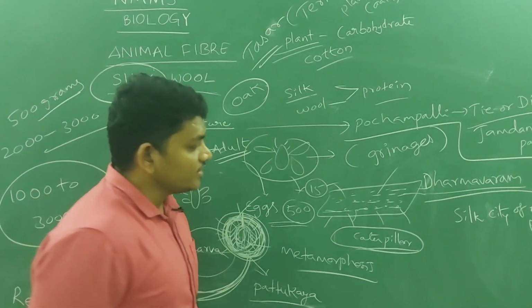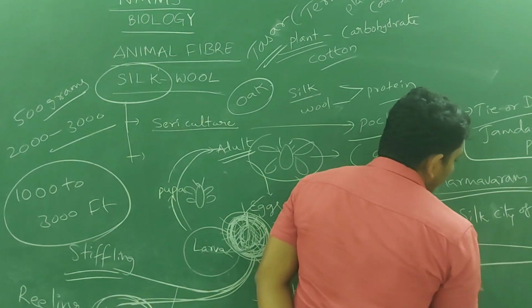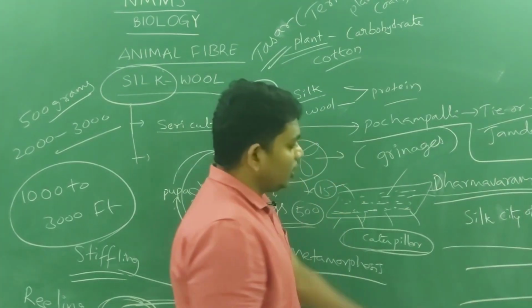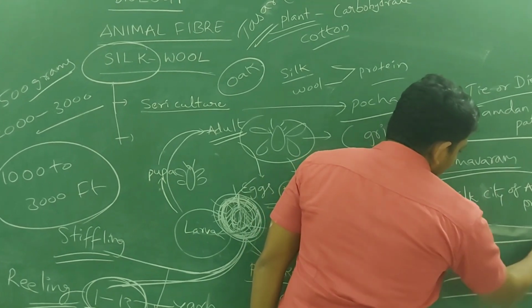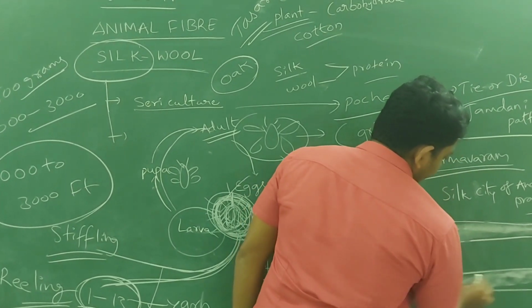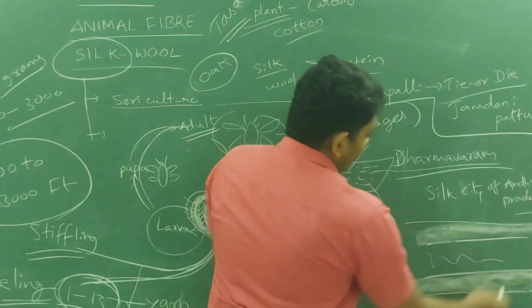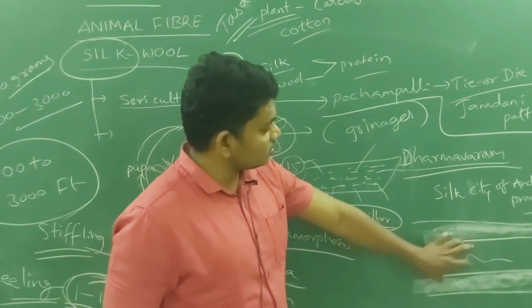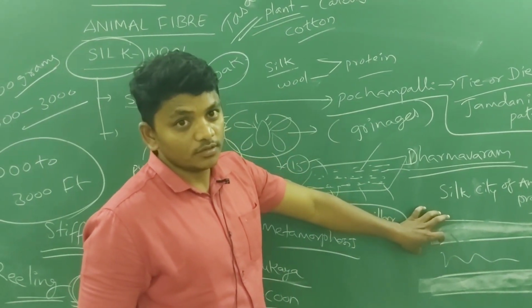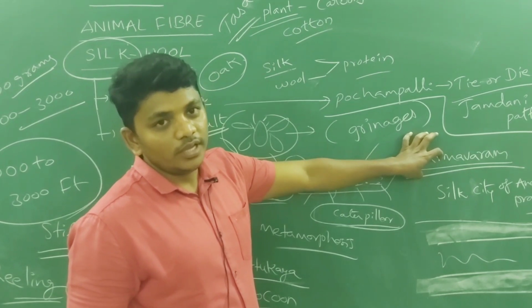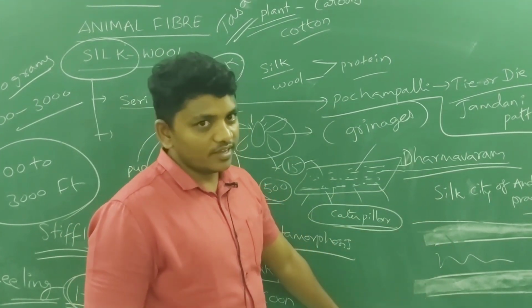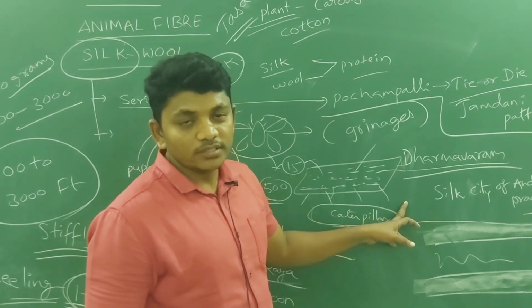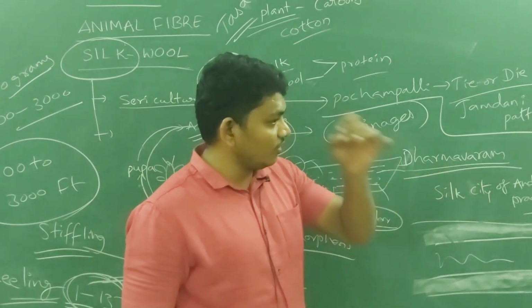Dharmavaram pattu is having large borders in sarees. For example, the large size borders are there in Dharmavaram pattu sarees. Okay, so Dharmavaram pattu is famous for large border sarees, and Dharmavaram is also having another name, silk city of Andhra Pradesh.